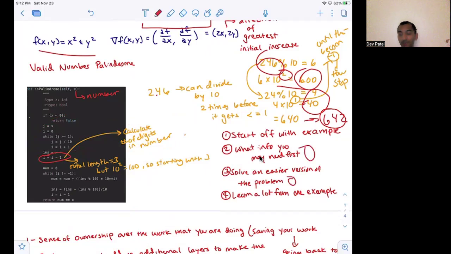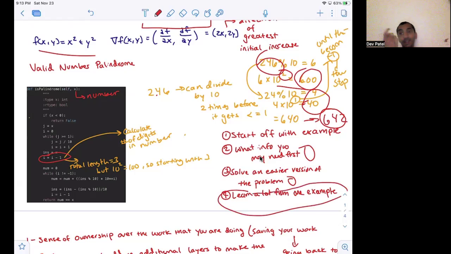Solving an easier version of the problem is another standard technique that you can use. What's an easier version of the problem? If the problem itself is too difficult, first, can I solve an easier version of it? And then how can I extend that solution to be able to solve the general problem that I have? And then you can learn a lot from just one example.